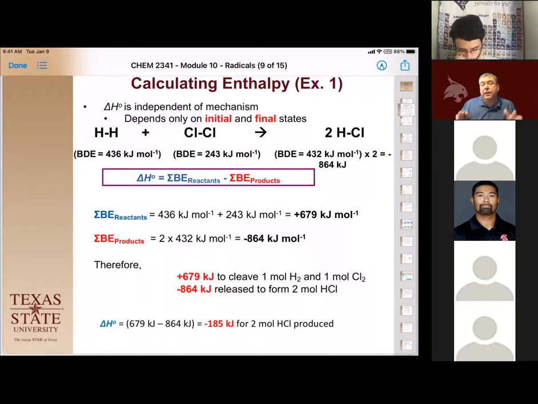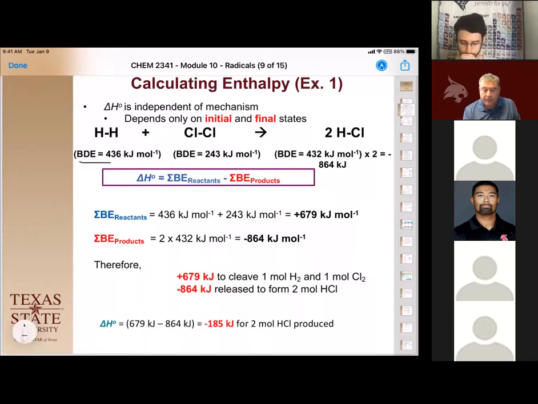Think about that: the products are what we end up with, so that final product has to be what we are subtracting our starting materials from. And so if we have a positive number, then we're going to get a release in energy, and if we have a negative number, it's going to be an absorption of energy. So let's do that calculation here.